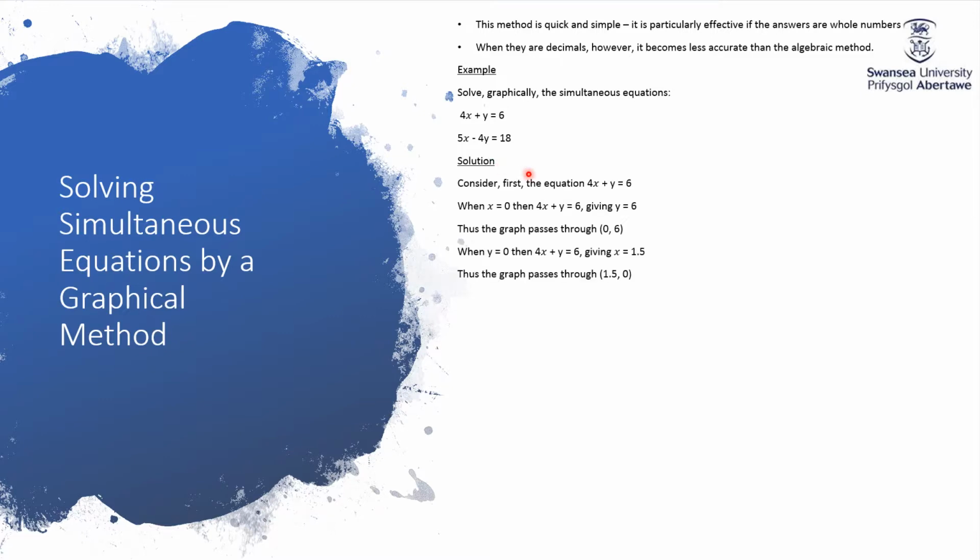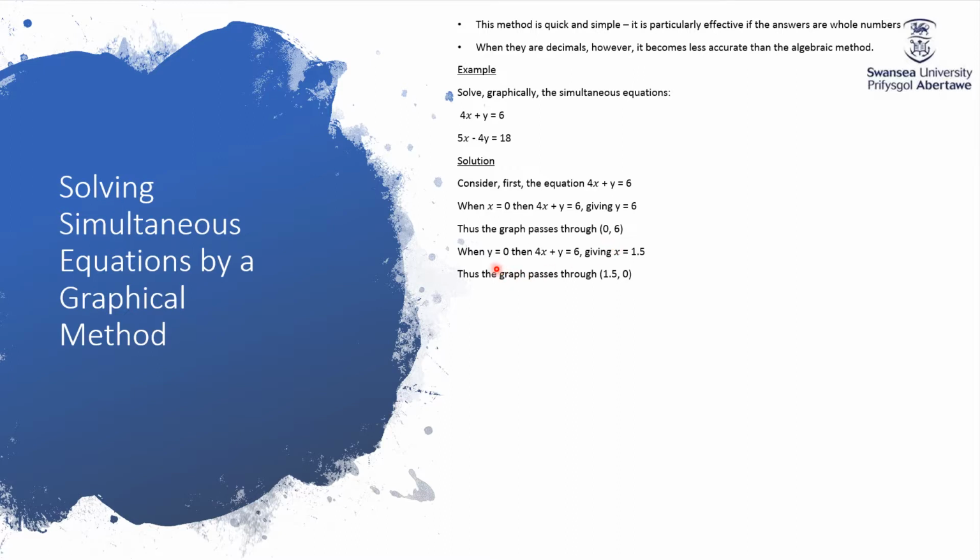So, the first part of the solution. Consider first the equation 4x plus y equals 6. When x equals 0, 4x plus y equals 6, so therefore x equals 0, we'll cancel this bit out. That gives us y equals 6. Thus the graph passes through the point (0, 6).